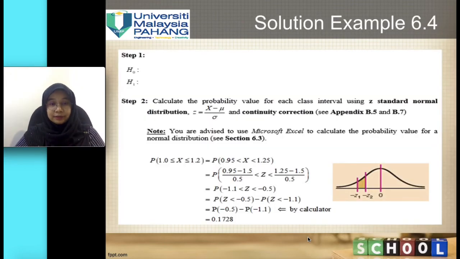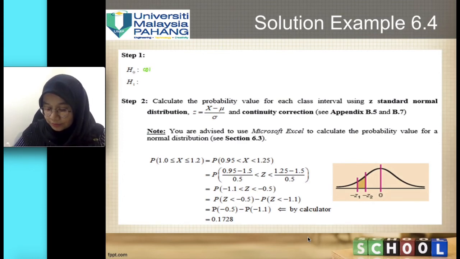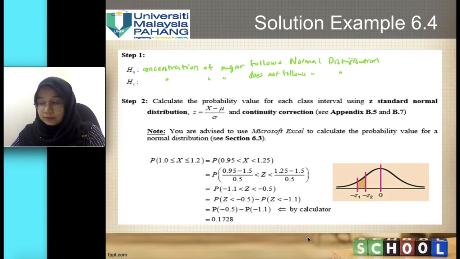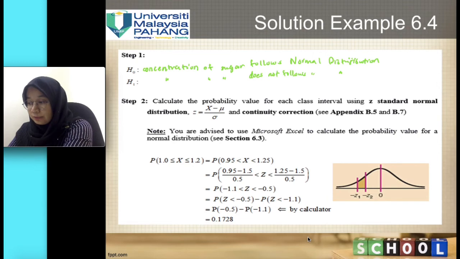So you will have the H null and H1. H null: concentration of sugar follows normal distribution. H1: concentration of sugar does not follow normal distribution. Okay, that one is for the hypothesis.